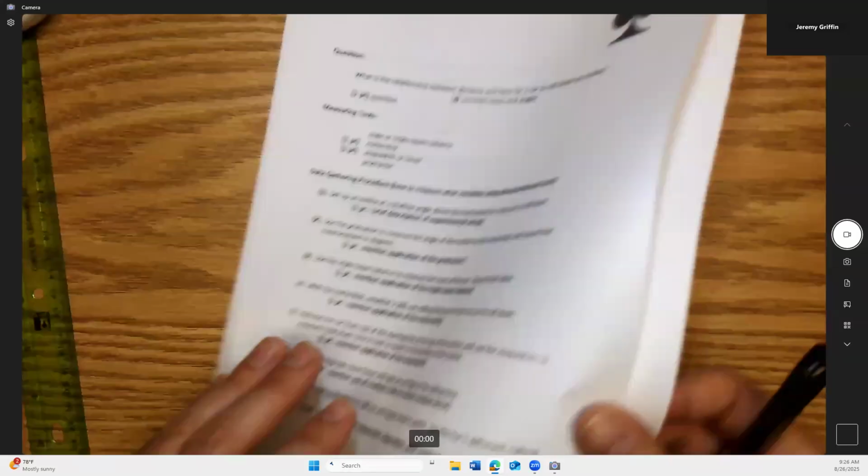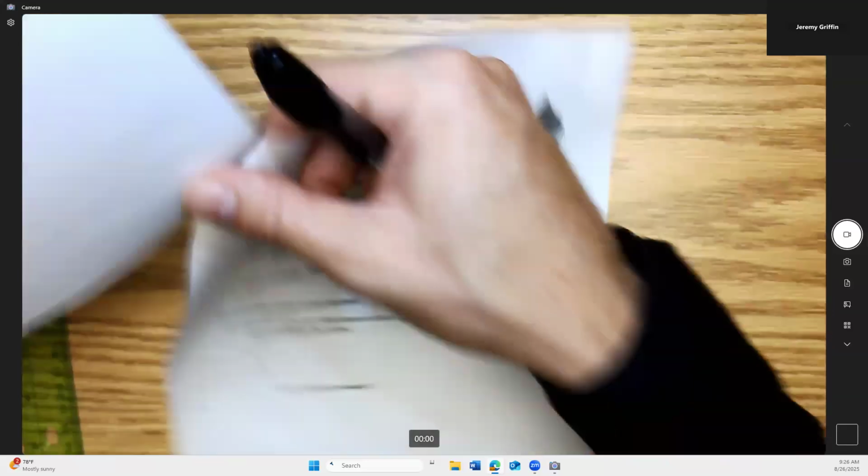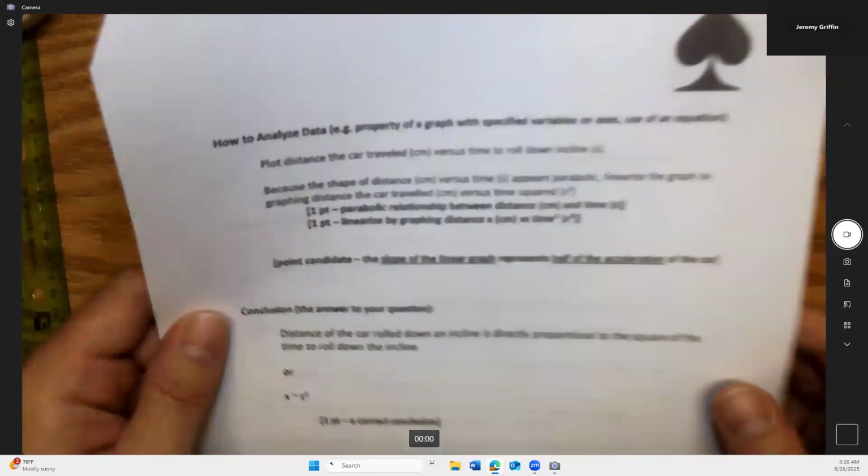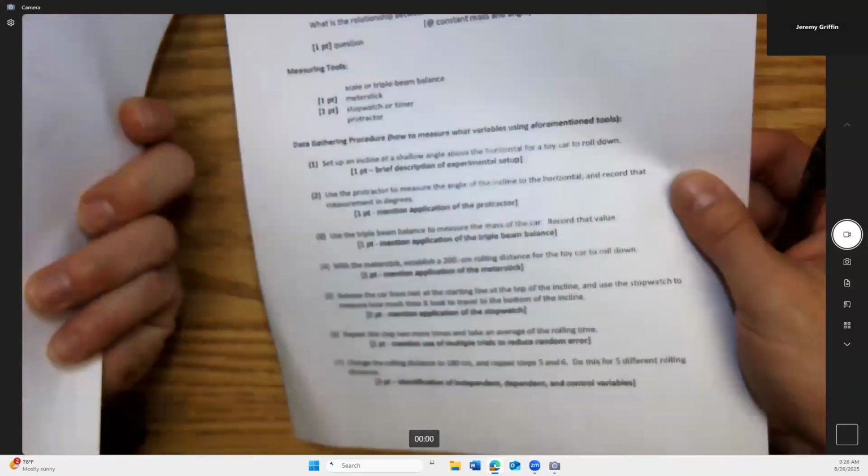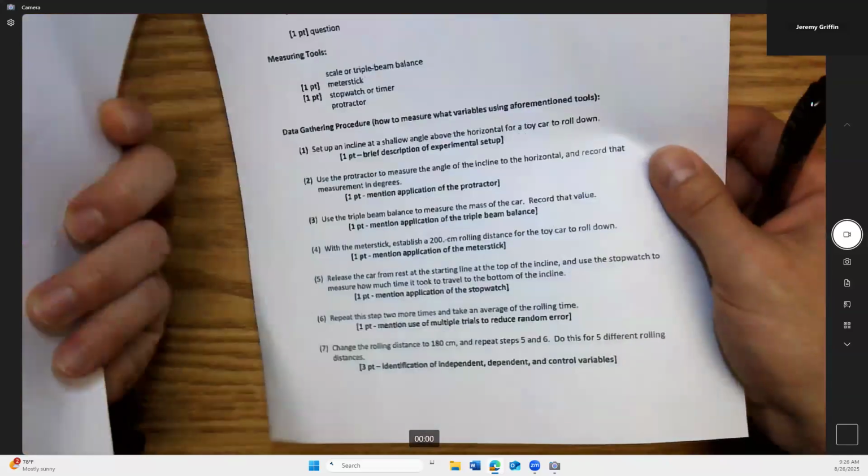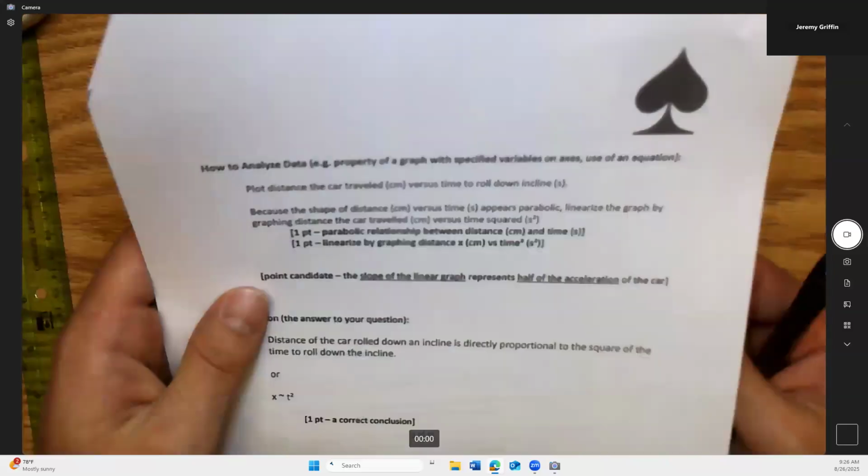And everything else controlled. The mass of the car is controlled. The angle is controlled. Right? Sort of implied there, but that should be the trick. Okay, so that's the entire procedure. That's all they'd really be looking for in something like this.